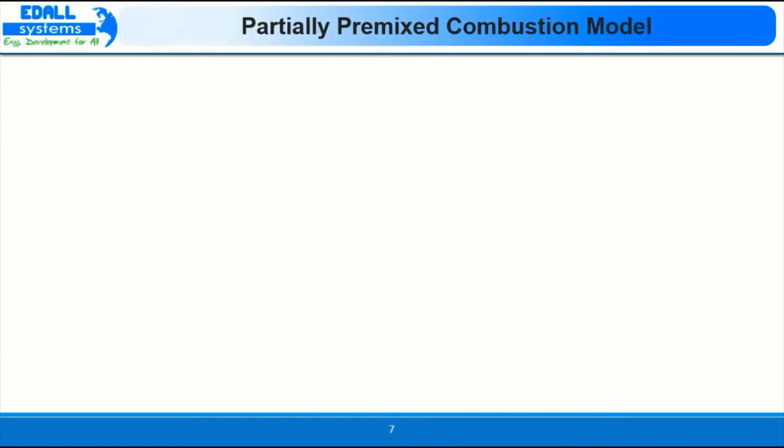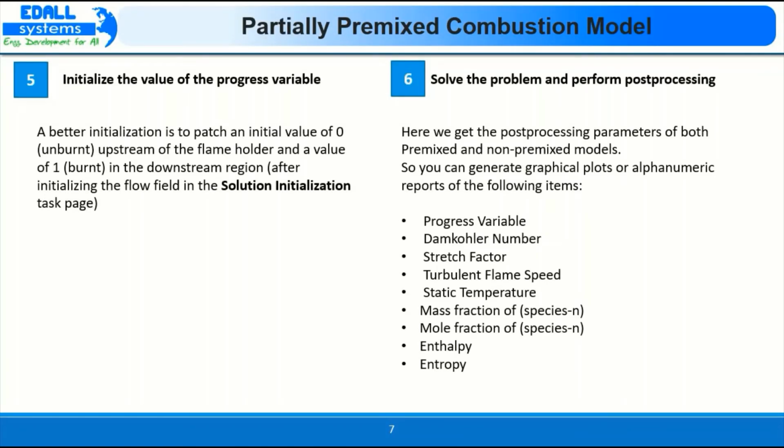So the next step after setting boundary conditions is to initialize the value of progress variable. So better initialization is to patch an initial value of 0, that is unburnt mixture, upstream of the flame holder, and a value of 1, that is burnt, in the downstream region once the boundary conditions are specified. So this initialization will help in patching value of C equals to 0, because if one is dealing with a bigger domain and a complex problem, then this patch will help in maintaining an order for the burnt and unburnt mixture. So once everything is set up, then we have to go and we have to solve the problem.